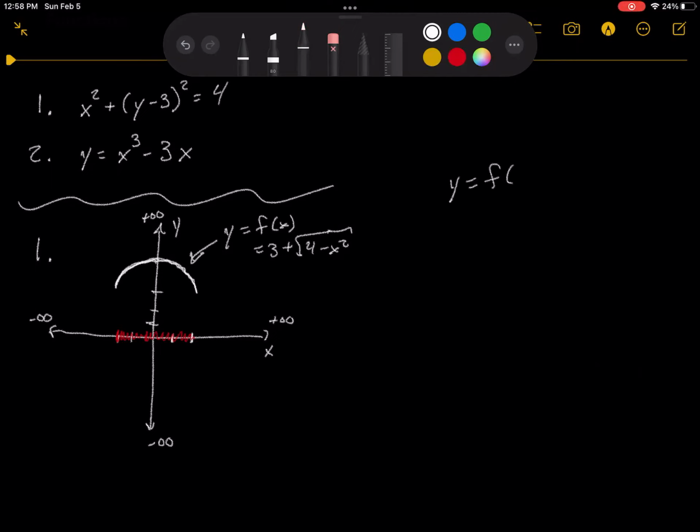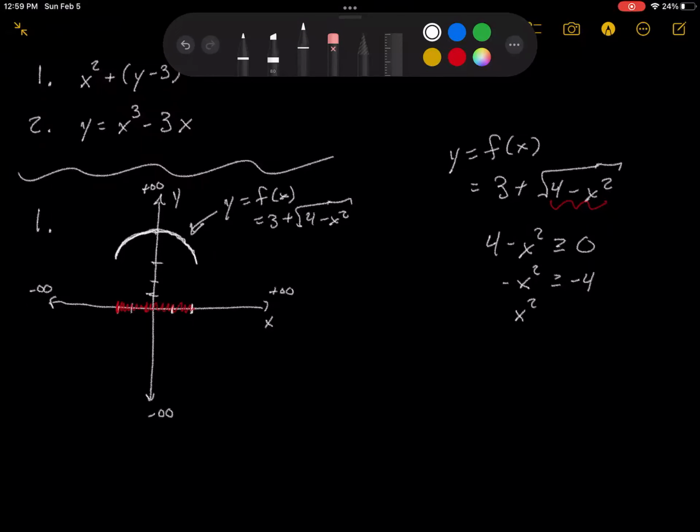If y as a function of x is equal to 3 plus square root 4 minus x squared, when I think about what could go wrong with this equation, I need what's inside the square root to be positive. I need 4 minus x squared to be greater than or equal to 0 in order for this function to give me a real number, right? Because I can't take square roots of negative numbers. So whatever 4 minus x squared is, I need it to be positive. And now I can rearrange this and solve for x. So minus x squared is greater than or equal to -4. I multiply both sides by -1. X squared is less than or equal to 4, right? Remember to flip that sign.